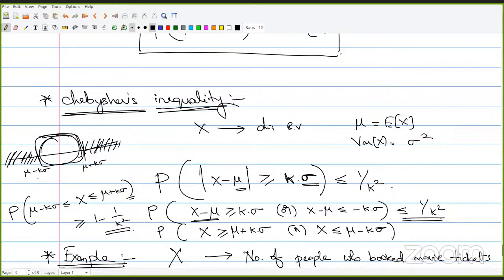The same thing here also. If it is less than or equal to 1 by k square outside, then inside it will be greater than or equal to 1 minus 1 by k square. Okay, so this is one variation, and there is another variation also.